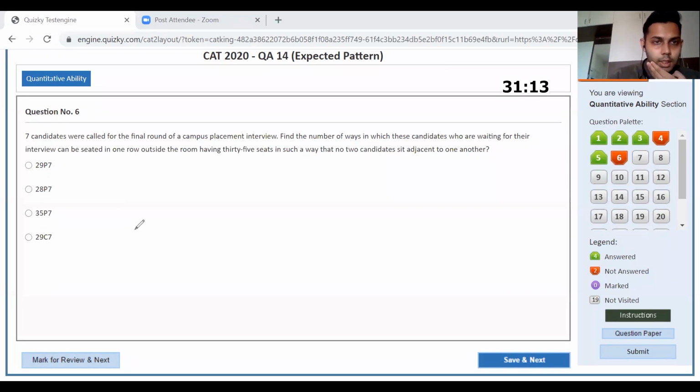7 candidates are called for final interview. 35 seats minus 7 is 28 empty seats. Okay. And when we are talking about adjacents, we have to take it plus 1, because of the left and right adjustments, so that we need to ensure those. So very simply, it's 29P7. These questions are pretty simple.